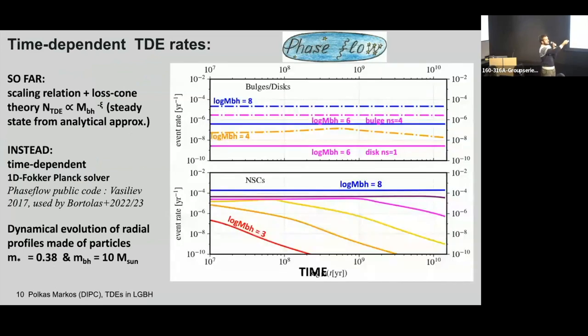And I show you here the rates. You can see for bulges on top, these are pretty constant in time. But as you model nuclear star clusters, time matters. And for the lower black holes in the smaller reservoirs, rates drop with time. And this is something that has never been considered. Well, there have been considerations, but not in a cosmological context.